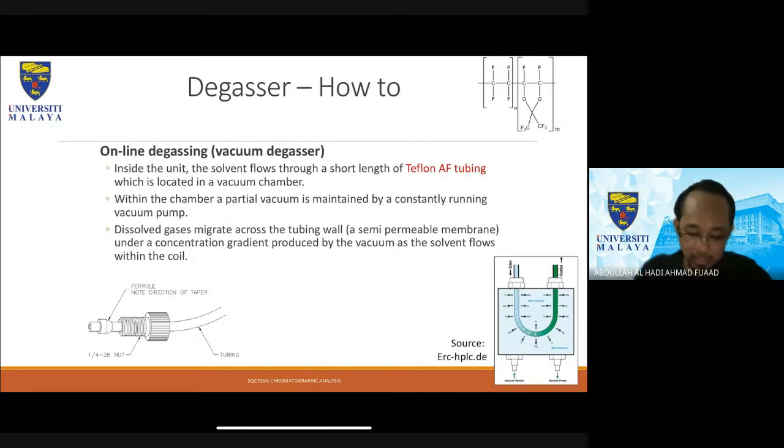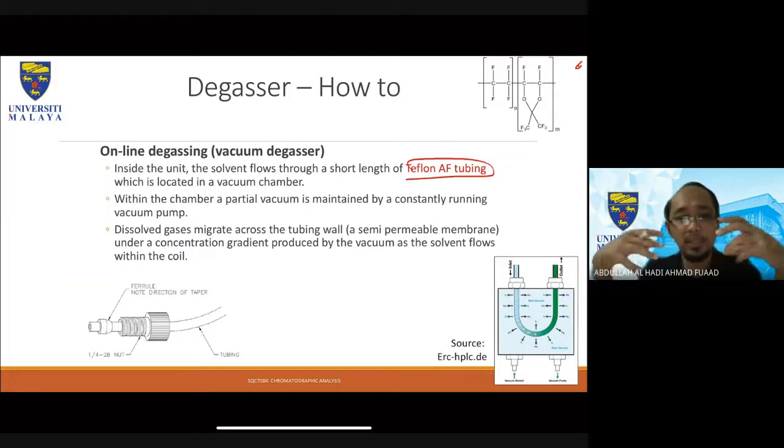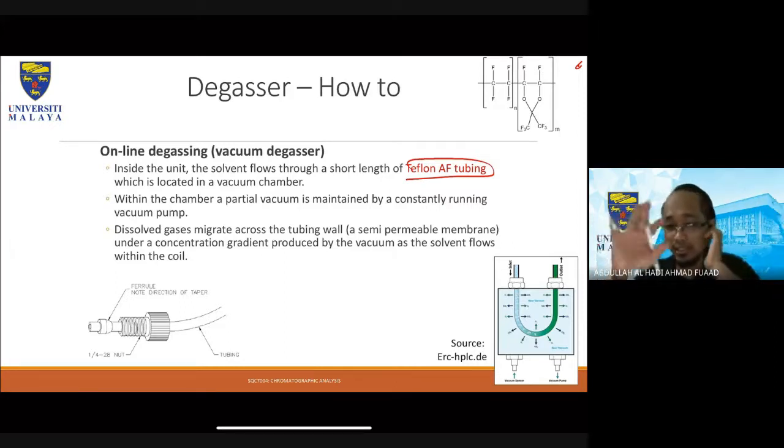Okay. Right, in an online or inline degassing system, inside the unit, the solvent flows through a short length of Teflon AF tubing. I think I have a picture of that. Oh, I didn't. Okay, so it's a different tubing. It's not the same tube as you normally use to connect all the modules. Okay, it's slightly different. It's like a rubber, so to say, but it's definitely not rubber because it's chemical resistant and whatnot. So it is actually made up of Teflon. Teflon is one of the highly chemical resistant polymers.